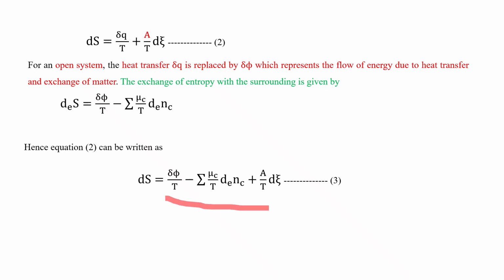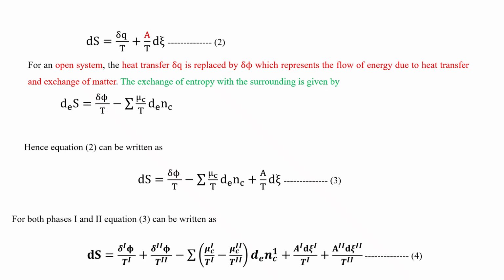So similar to the equation of the entropy exchange with the surrounding, here you can add this term instead of this del q by T, and the remaining equations are as such. So for both the phases 1 and 2, there are two phases, 1 and 2. The two phases inside the system will be exchanging matter and energy with themselves. So the equation can be written as follows.